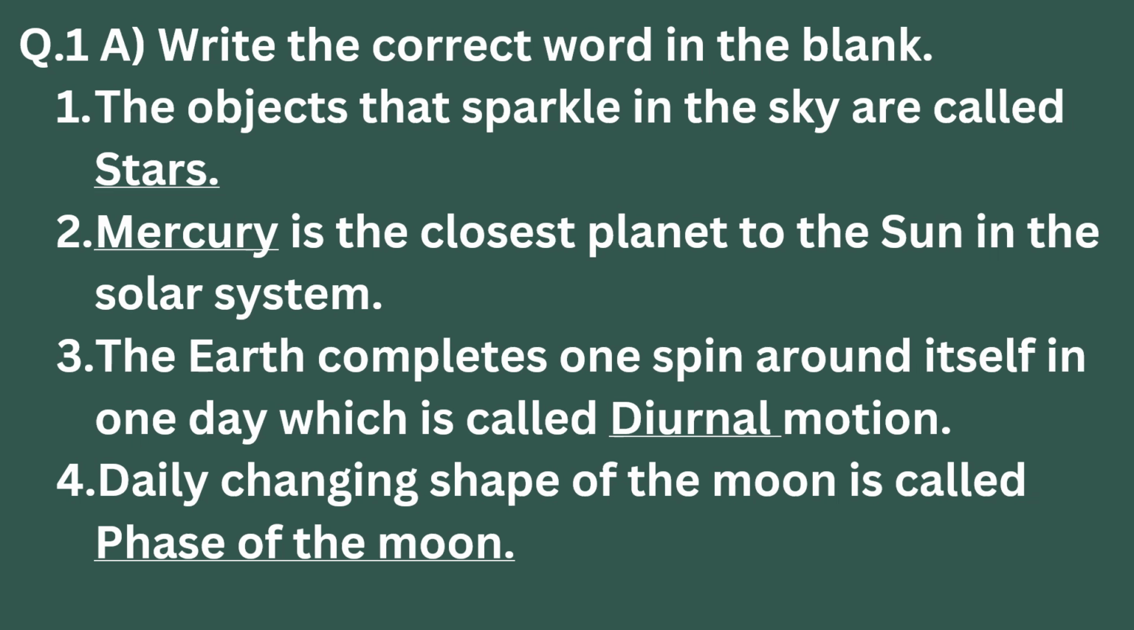Notes: write the correct word in the blank. The objects that sparkle in the sky are called stars. Mercury is the closest planet to the Sun in the solar system. The Earth completes one spin around itself in one day, which is called diurnal motion. Daily changing shapes of the moon are called phases of the moon.